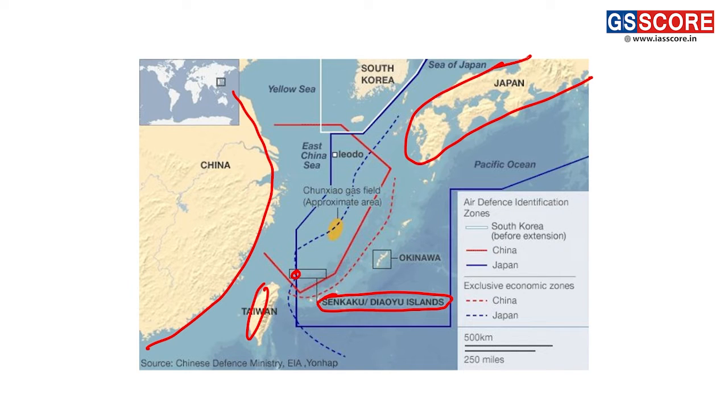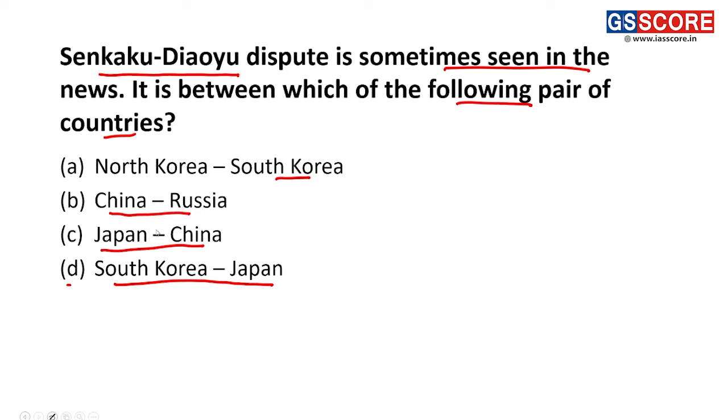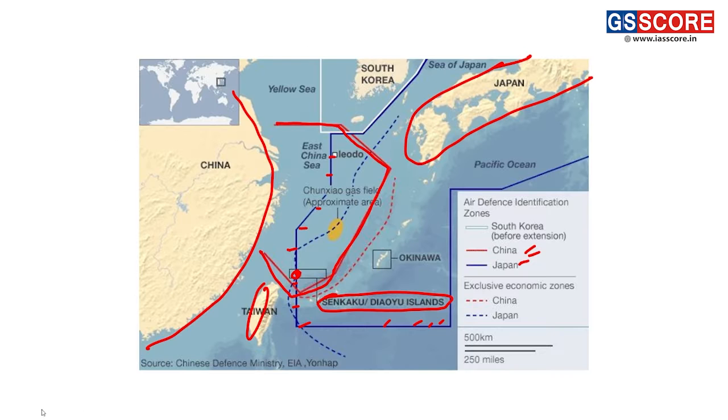This is the country of China, this is Taiwan, and this is Japan. Now here we can see the exclusive economic zone being claimed by China and Japan. The one in the red line is being claimed by China, and the one in this blue line is being claimed by Japan. Thus these islands present here become a kind of overlap between these two claims. Thus it is getting disputed between these two countries, Japan and China, making C the correct answer.